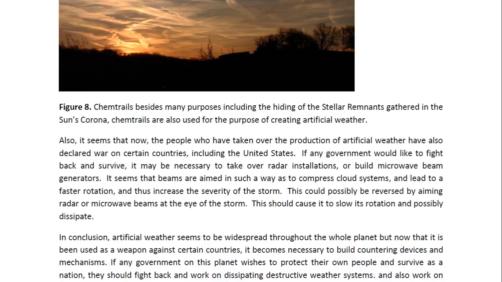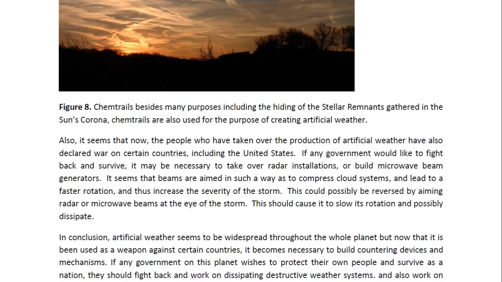and ways of fighting this destruction should be produced. Now, what is being used is quite clear, and that is the compression of cloud systems through the use of radar beams. It is possible to do the opposite. So from the outside, these cloud systems are compressed. It is possible that this process can be reversed by aiming a radar microwave beam into the eye of the storm. This should then lead to it slowing its rotation and possibly dissipating.